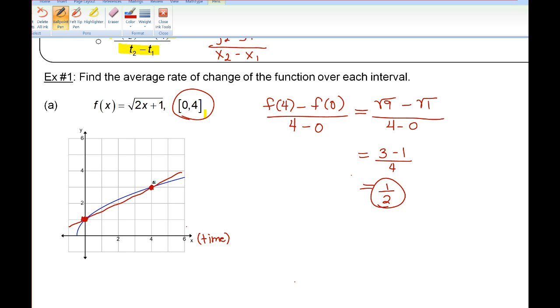We call it the average rate of change because this is a curve, which means the rate at which it's changing is going to be different depending on which points I'm using. So if I had chosen maybe 4 to 8, what's going to happen with my slope? It's different. It's not going to be 1/2, it's probably going to be something smaller, because we know the square root still goes to infinity, but it does start to become a little more horizontal.